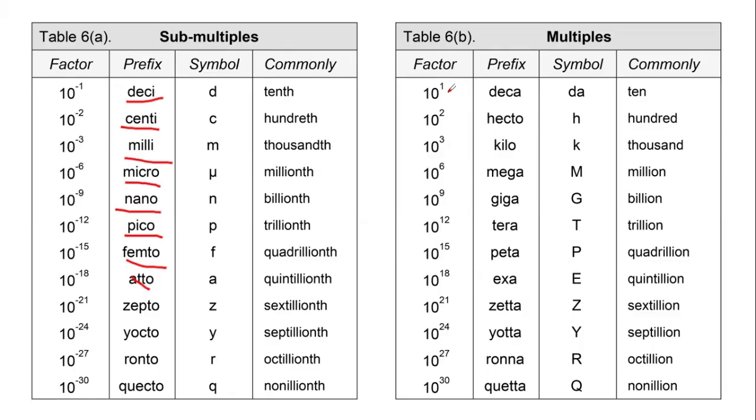And then for the positive powers, if it's 10 to the power positive 1, we call it deca. 10 to the power positive 2 will be hecto. 10 to the power 3 will just be what? Kilo. Then 10 to the power 6, which is actually million, will just be called mega.